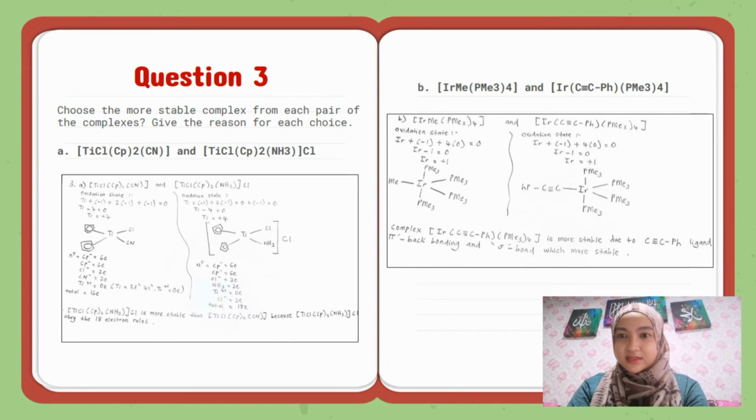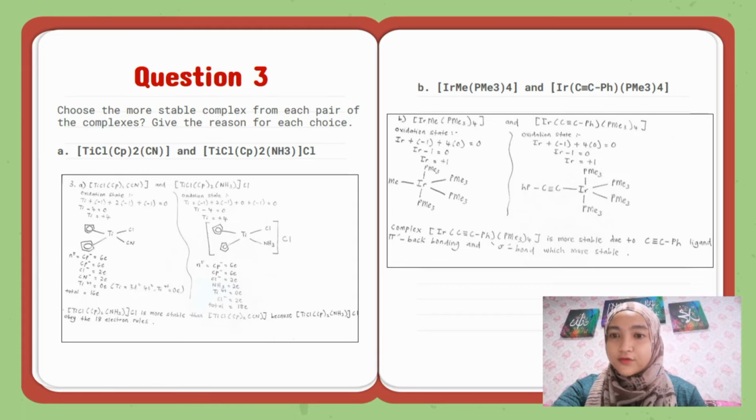Now question 3, which says to choose the most stable complex from each pair of complexes and give the reasons for each choice. For the first complex, the metal center is titanium, which has an oxidation state of +4. There are 2 Cp negative, 1 Cl negative and 1 CN negative with 1 metal center, titanium 4+. The number of electrons in Cp negative is 6, in Cl negative and CN negative is 2 each, and there are no electrons in titanium 4+. So the total number of electrons in the first complex is 16.